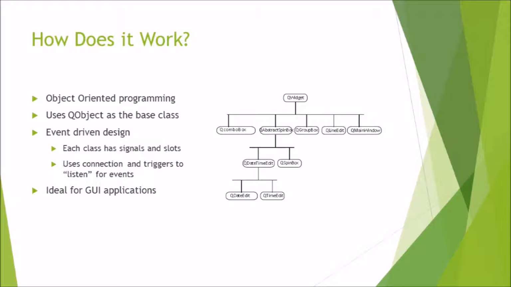So how does it work? Well, PyQt, or Qt in general, uses object-oriented programming, which is what we've talked about earlier. The base class is called a QObject, and everything else derives from that. It uses something that they call event-driven design, which is very common with graphical user interface programming, and it's essentially the idea that instead of a program running from top to bottom, it waits for certain events such as pushing a certain key or clicking on a button or using a scroll bar, things like that.